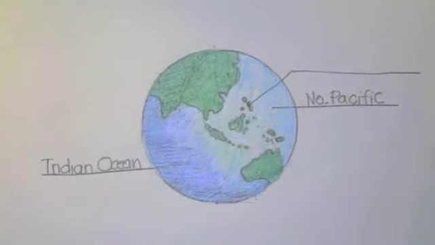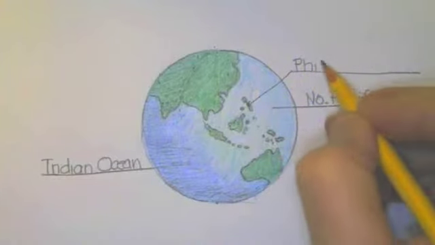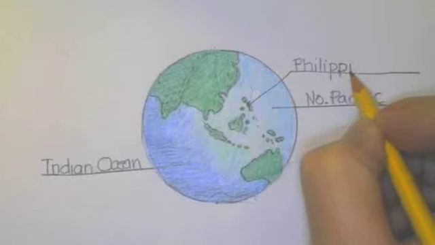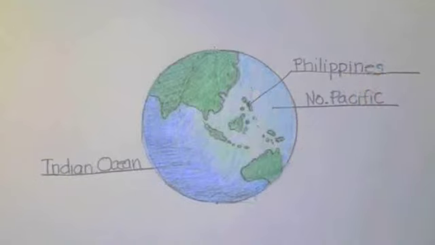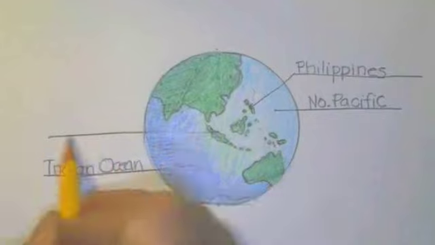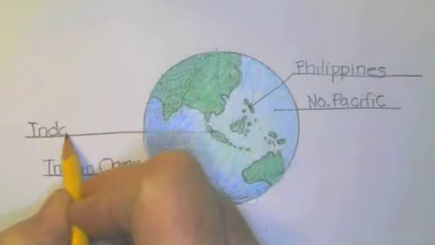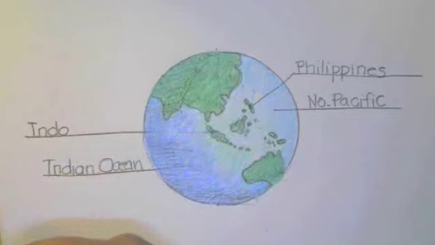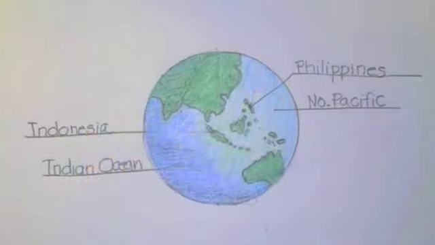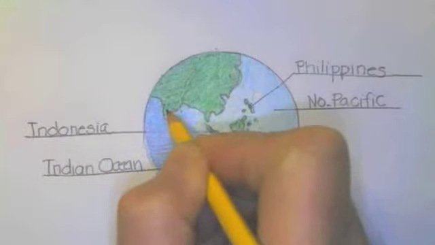This set of islands right here are the Philippines, so we can write that P-H-I-L-I, two P's, P-P, I-N-E-S. That's the Philippines. And those islands going up that way are Indonesia. I-N-D-O-N-E-S-I-A. Indonesia.